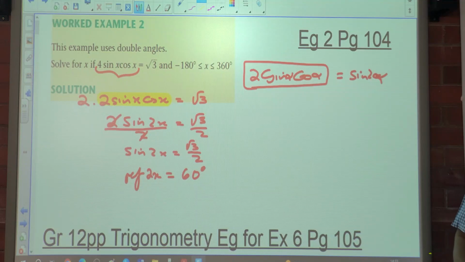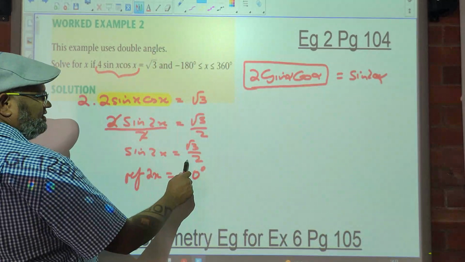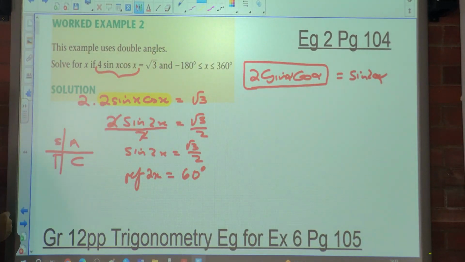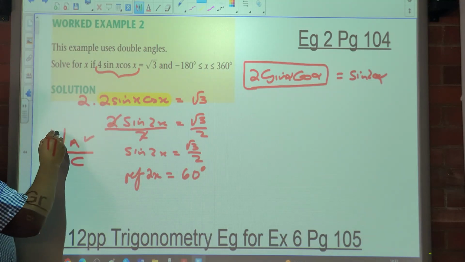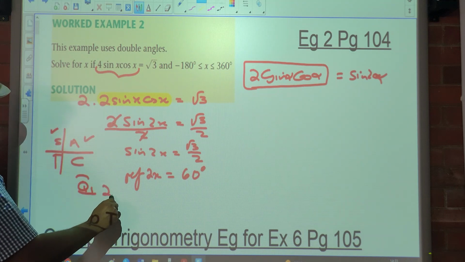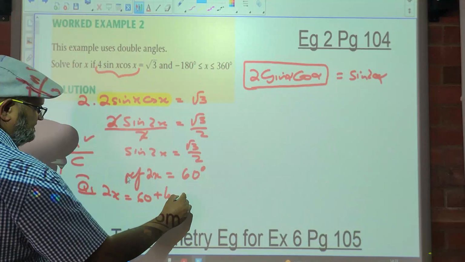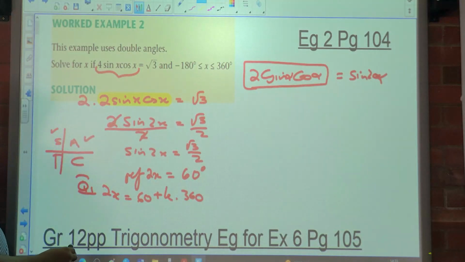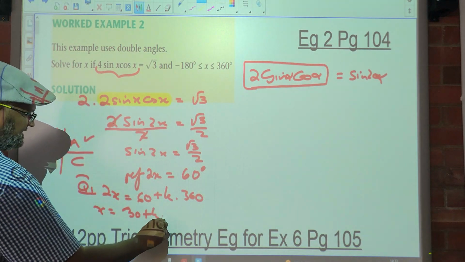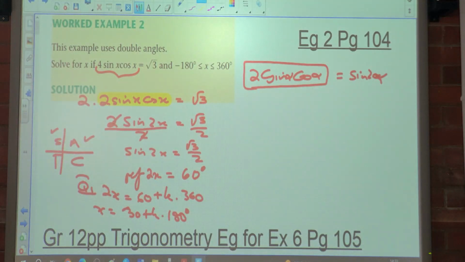Now what do we ask ourselves? In which quadrant is sine positive? So we go all stations to call. Which quadrants are sine positive? 1 and 2. So let's go to quadrant 1. Are you getting quadrant 1? 2x is equal to 60 plus k times 360. I divide it out by 2, so x is equal to 30 plus k times 180. Okay?